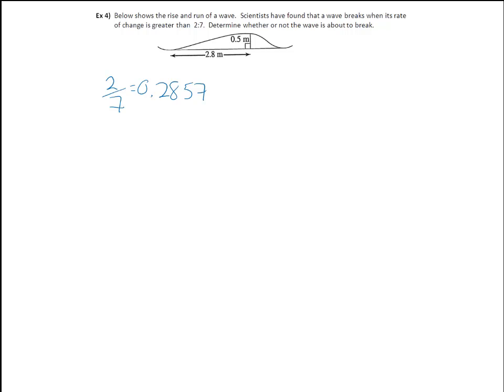So the ratio of this wave is it has a rise of 0.5 meter and a run of 2.8 meters. So we have a rise of 0.5 over a run of 2.8, which is just equal to 0.1786. Therefore, the wave is not about to break.